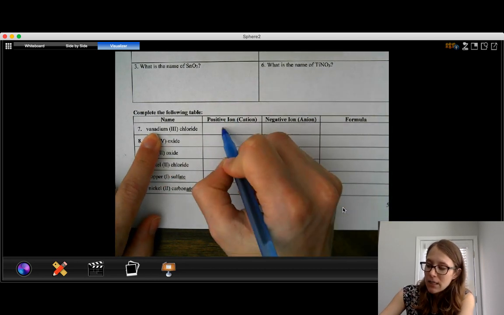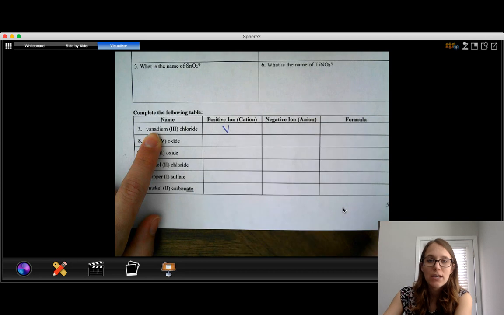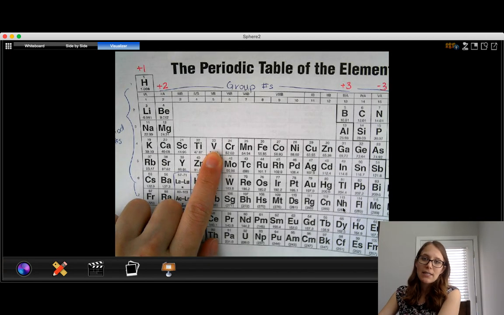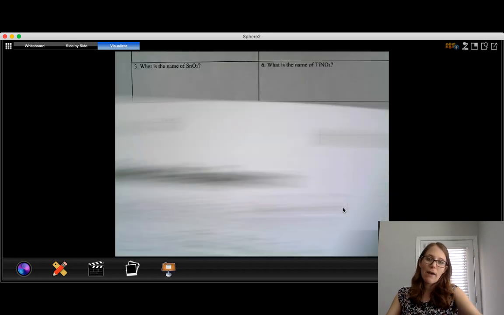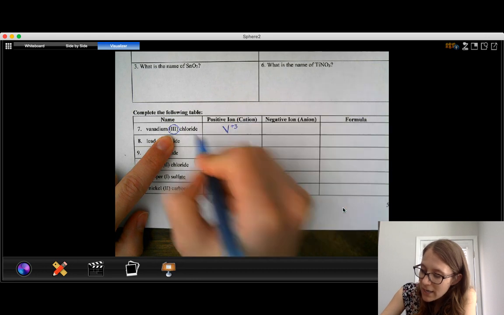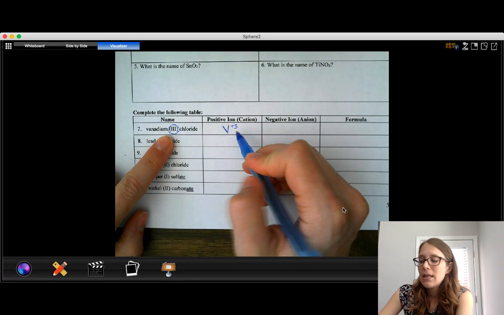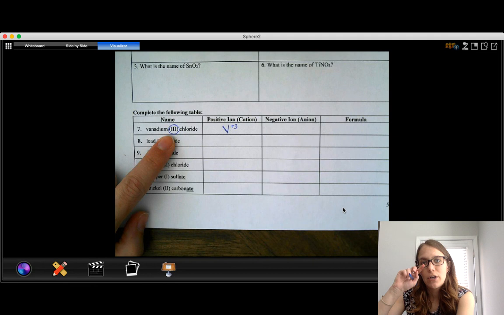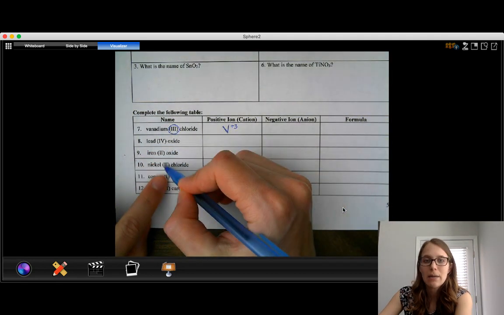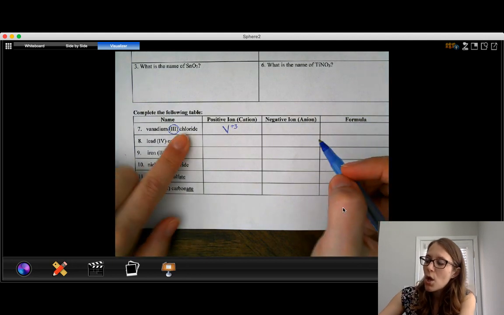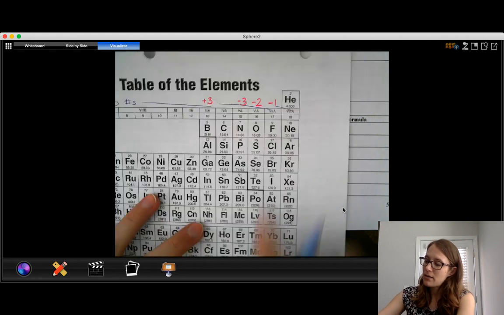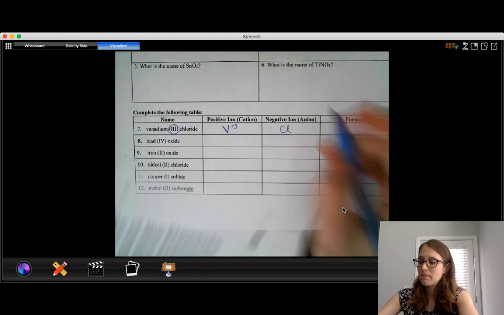So vanadium is the element V. It's a transition metal. So if I look on the periodic table to figure out its charge, I would say no idea. It's in the section that I don't have a charge for. But luckily the name tells me the charge. Vanadium has a charge of 3. The Roman numerals are only ever used for metals. Metals are always positive. So the charge for the Roman numeral is always going to be positive, that number. Chloride is from the element chlorine, and the element chlorine has a charge of -1.